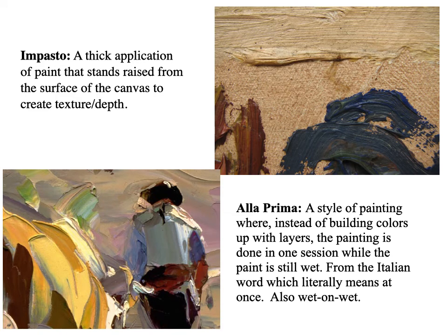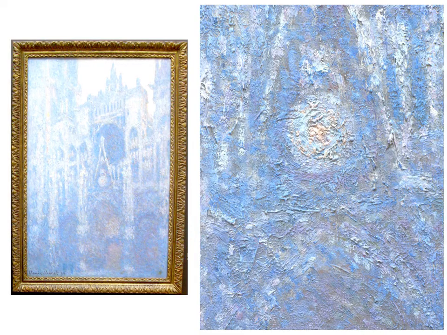And there's different styles of painting too. Impasto is a thick application of paint that stands raised up from the surface. It's designed to create texture and depth. Alla prima is a style of painting where instead of building the colors up with layers, the painting is done all in one session. It's also called wet on wet. So there's times that we want to paint detailed and see-through. Other times we're going to try to paint thick and paste-like. We'll actually work on both types of those paintings this semester.